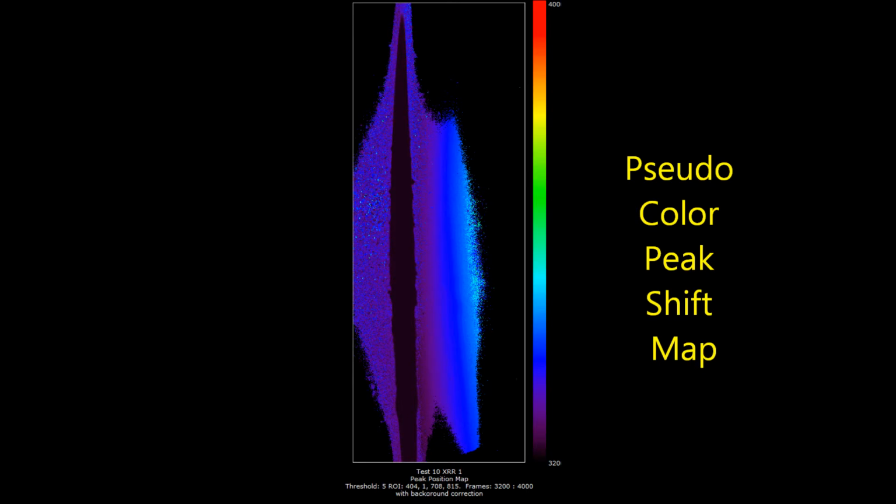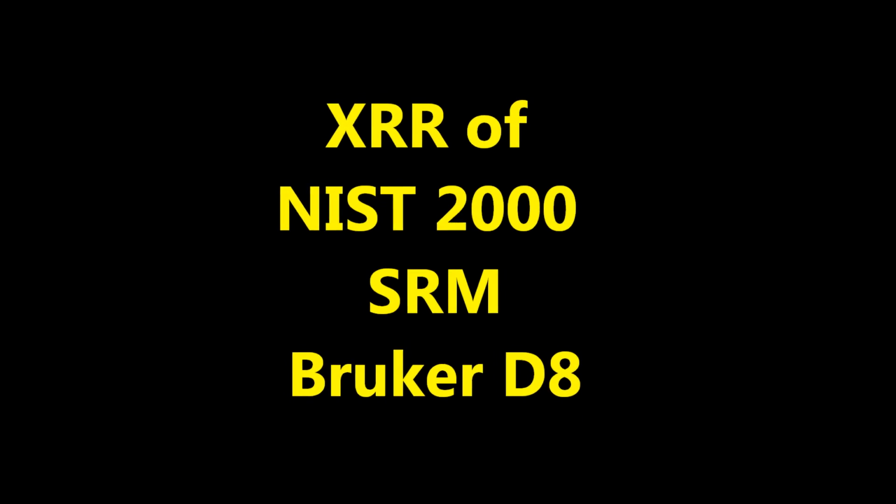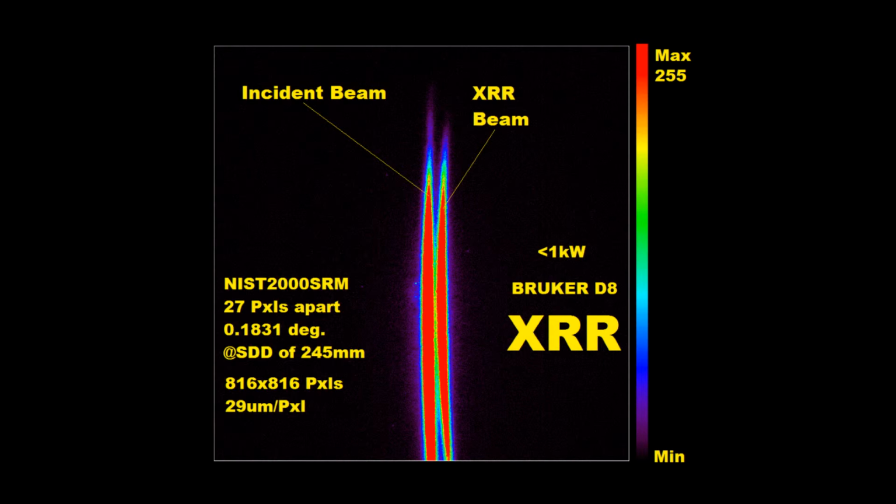This is a grayscale peak shift map for the entire two-dimensional field of view. You can see the incident beam to the left and the diffracted beam to the right. Here is an image of the Y-omega scan, and now we're going into the NIST 2000 XRR analysis.